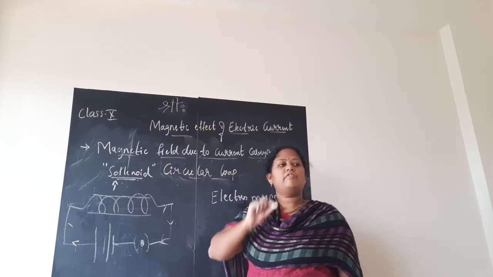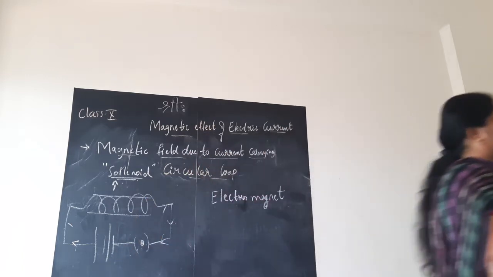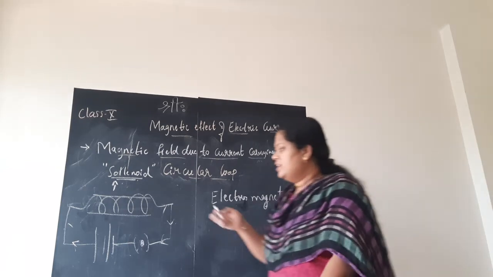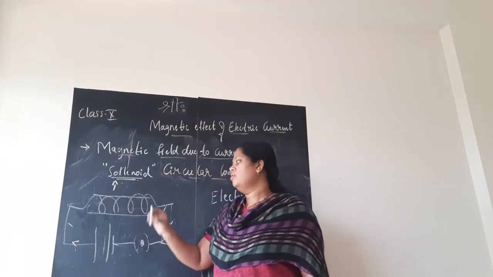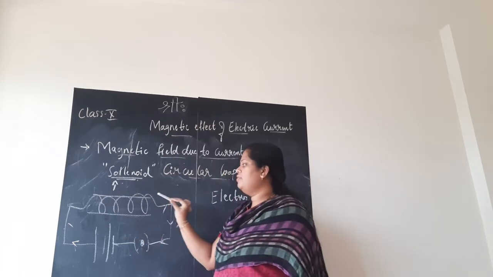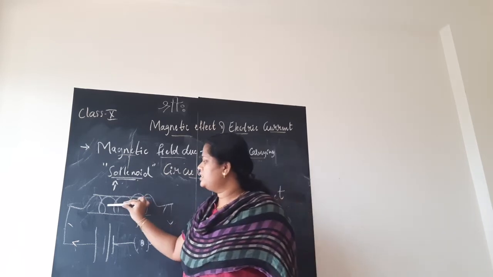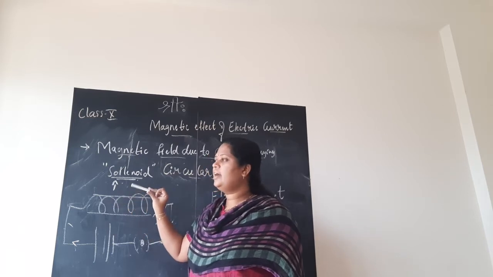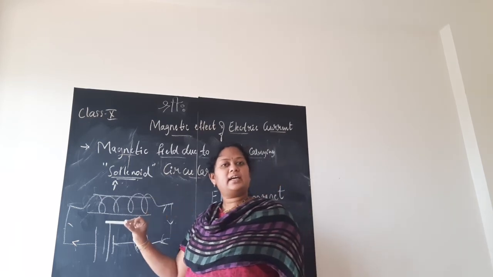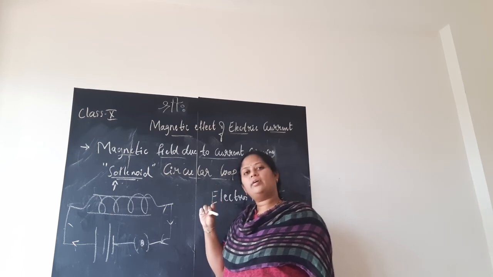I will take a soft iron core. Let me take a big iron core. So I have taken the soft iron core now. When current is passing, this soft iron core which I have taken, I will just push inside the coils here. When I push it inside the coil, this soft iron core becomes magnetized. I will take it out of the coil, and it is no more a magnet.